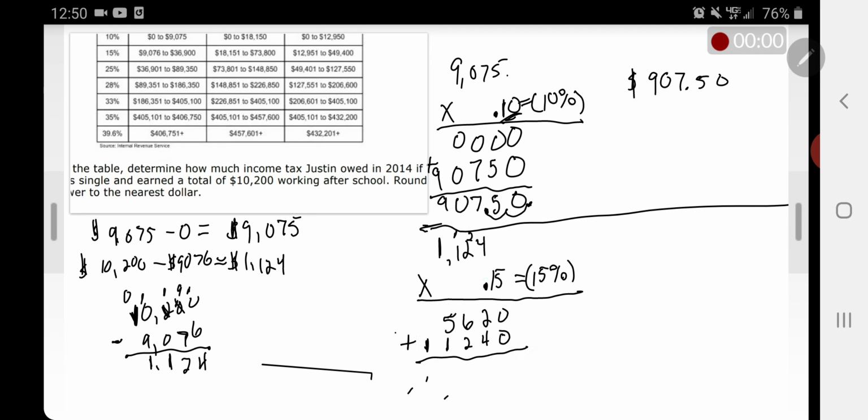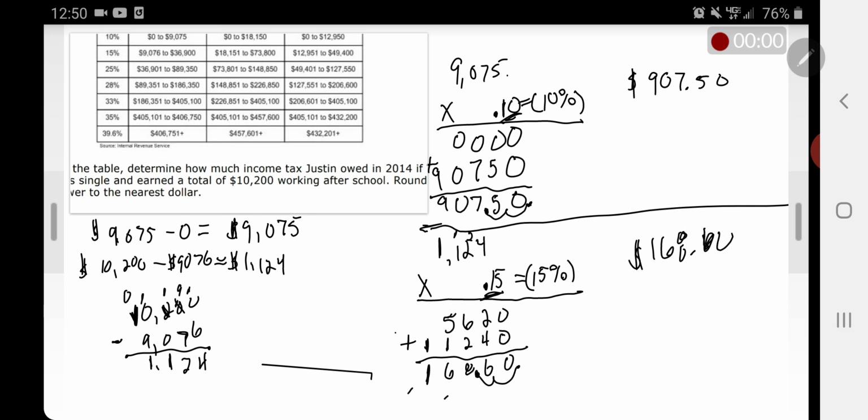Adding up those numbers, we get 0 plus 0 is 0. 2 plus 4 is 6. 6 plus 2 is 8. 5 plus 1 is 6. And of course, just bring down the 1. No decimal places here, but we got 2 here. So 1, 2. So at the 15% rate, he'll get charged $168.60.